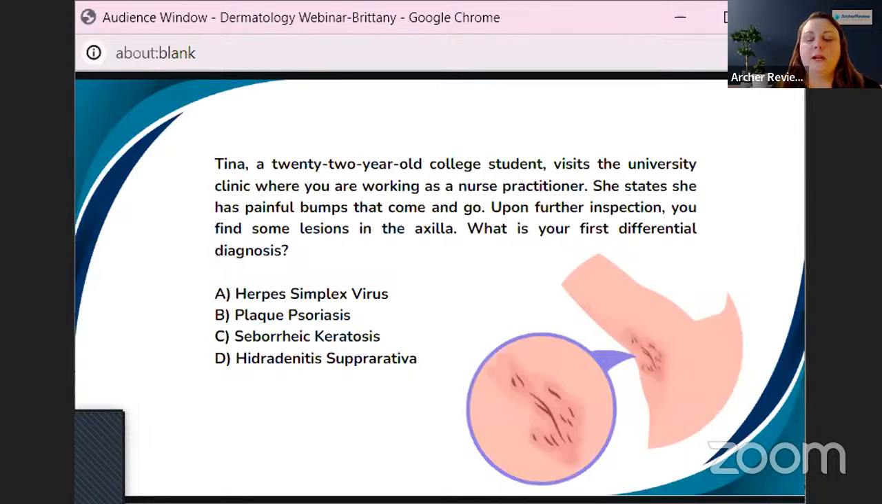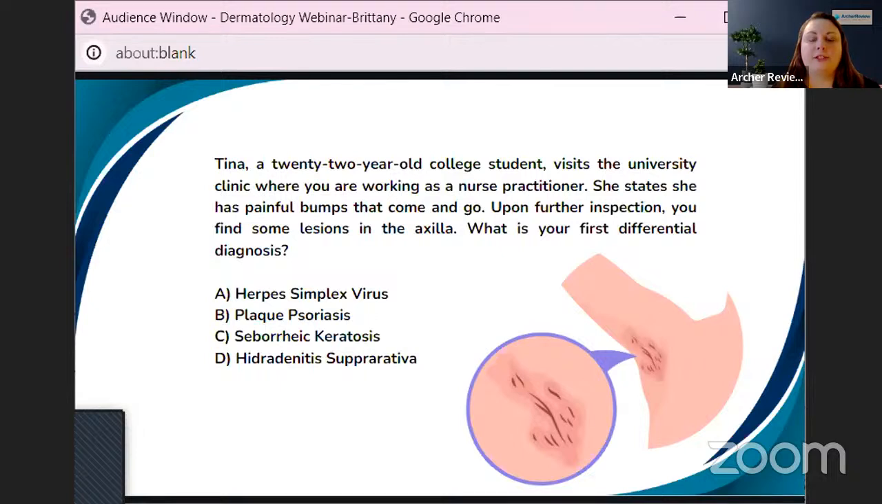Okay, Tina, 22 years old, college student, visits the university clinic where you're working as a nurse practitioner and states that she has painful bumps that come and go. Upon further inspection, you find some lesions in her axilla. What is your first differential diagnosis? So axilla can give us a hint on this one. I've put a picture there for you. Who wants to give it a whack? Options are herpes simplex virus, plaque psoriasis, seborrheic keratosis, or hidradenitis suppurativa.